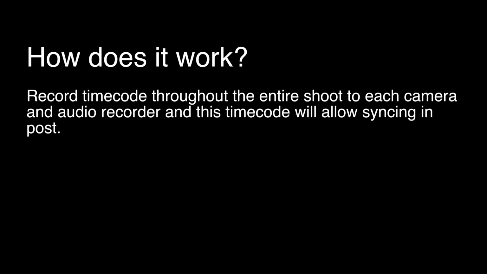Timecode allows you to record your cameras and audio recorders separate from each other, and then sync the video and audio clips in post with a simple click of a button. For it to work, you must record timecode to each camera and audio recorder. But most cameras and consumer-grade recorders don't have clocks that are accurate enough.